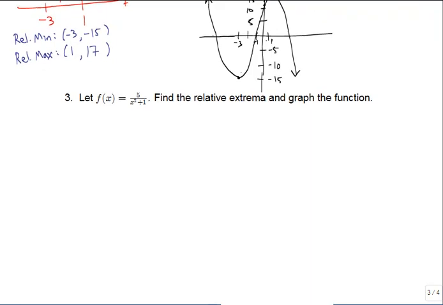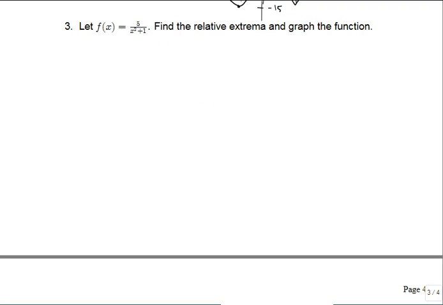All right, let's try that again on another example. So this time we have the function 5 over x squared plus 1, and we want to find the relative extrema, that means relative maxes and relative mins, and then we want to put it together into a graph.